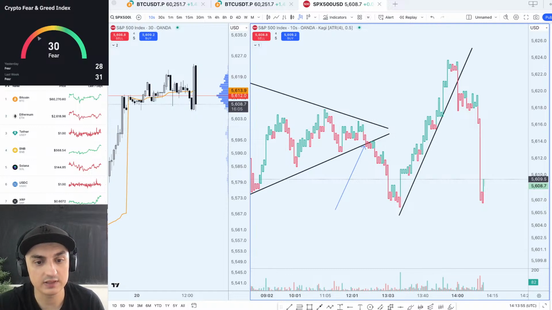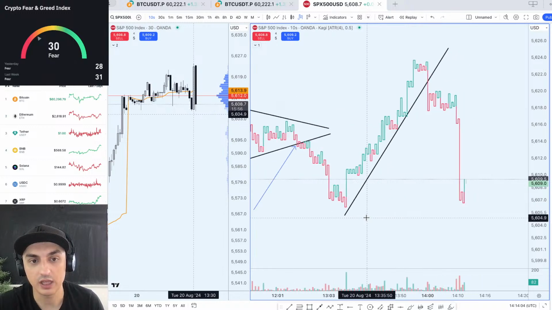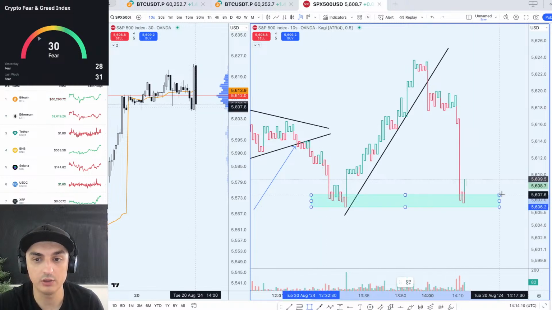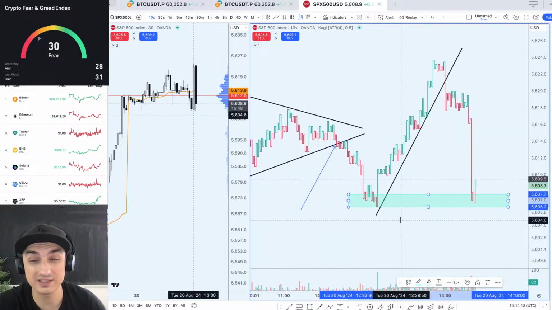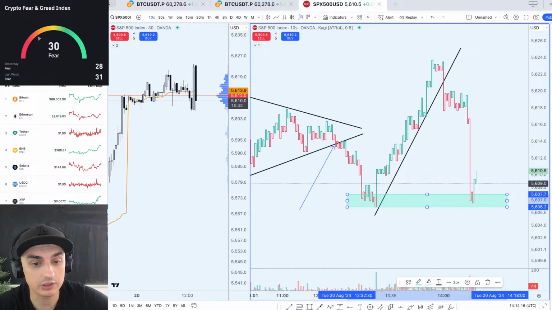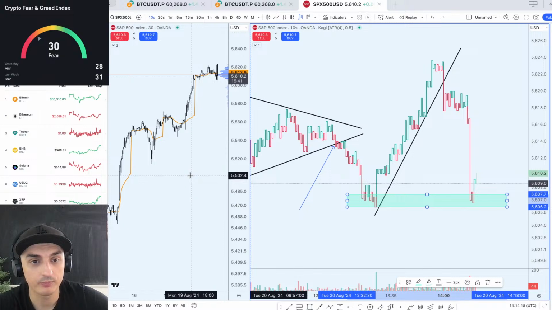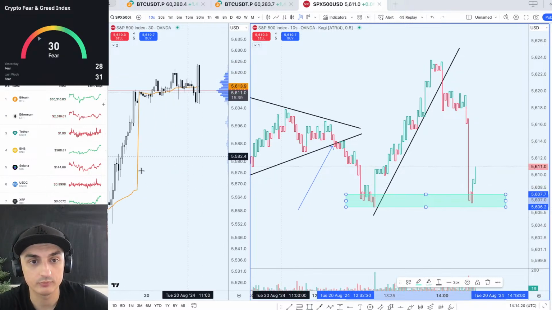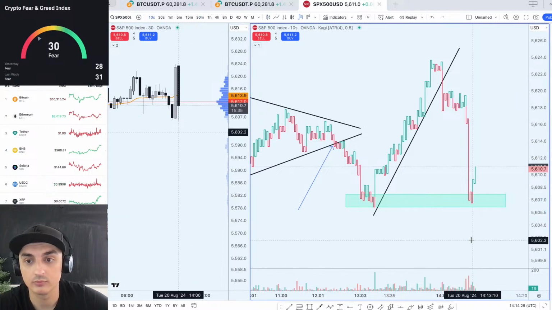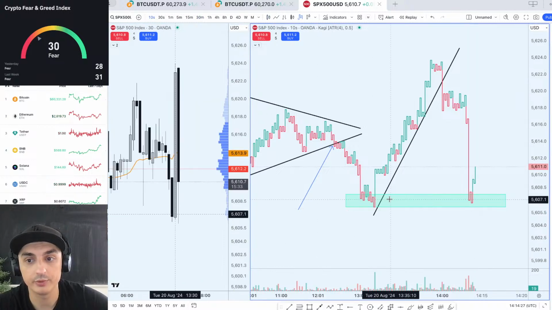This is kind of interesting, but anything can happen. We are at the low of the opening range, so we possibly could take a long entry. But I don't know, I don't really understand this one. Going to the upside.